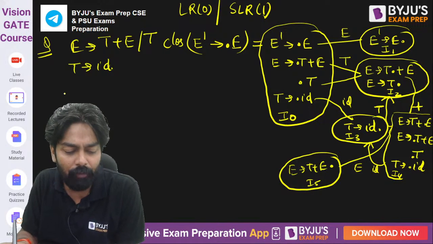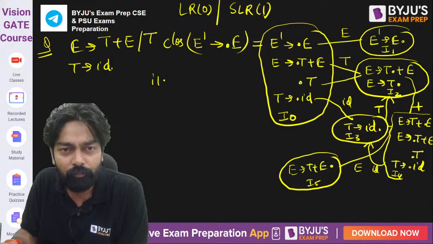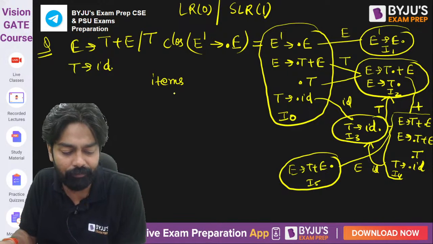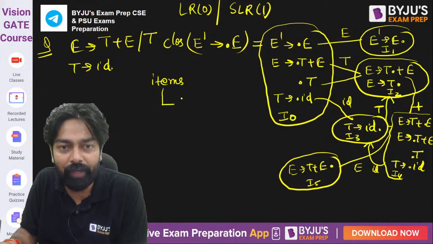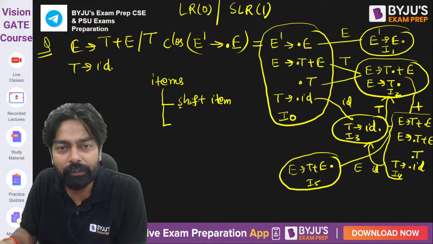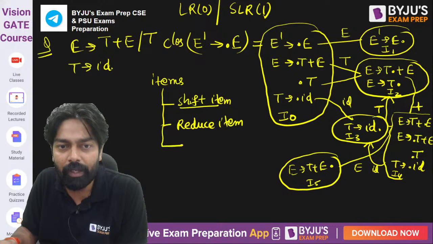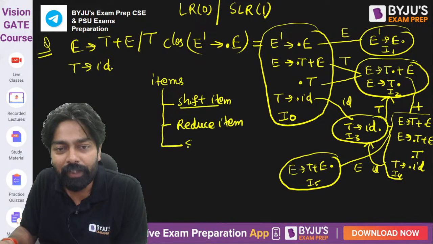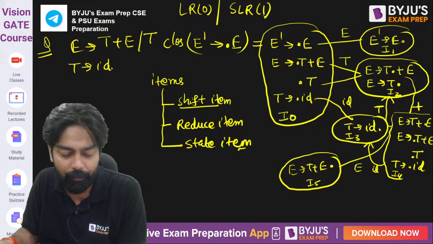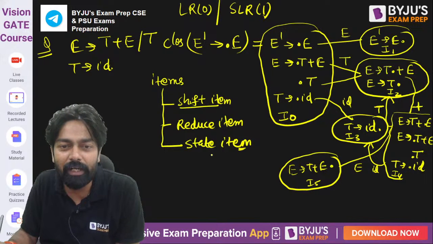See, we have 3 types of items. I think everyone knows items. One we have is the shift item. And one we have, my dear friend, is the reduce item. And what else we have? We have the state item. Let me tell you all these items because this is necessary to solve any problems. So we have shift item, reduce item, and state item.